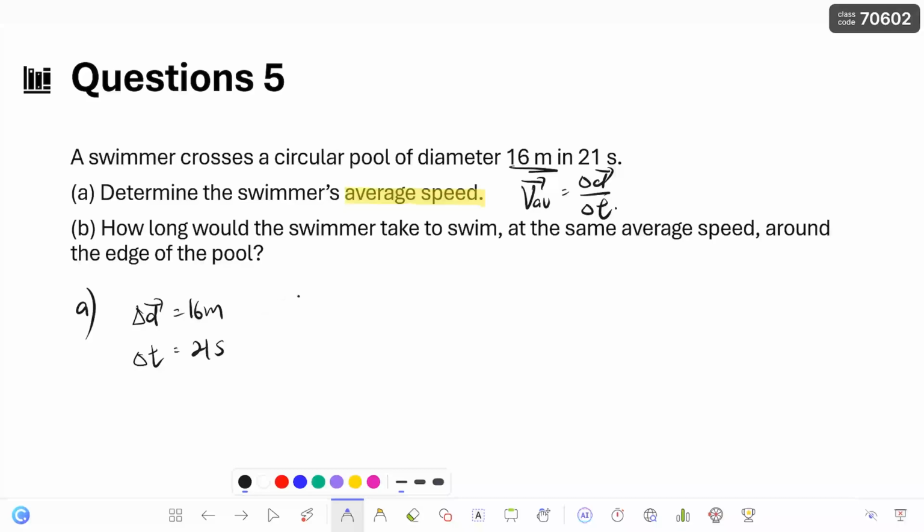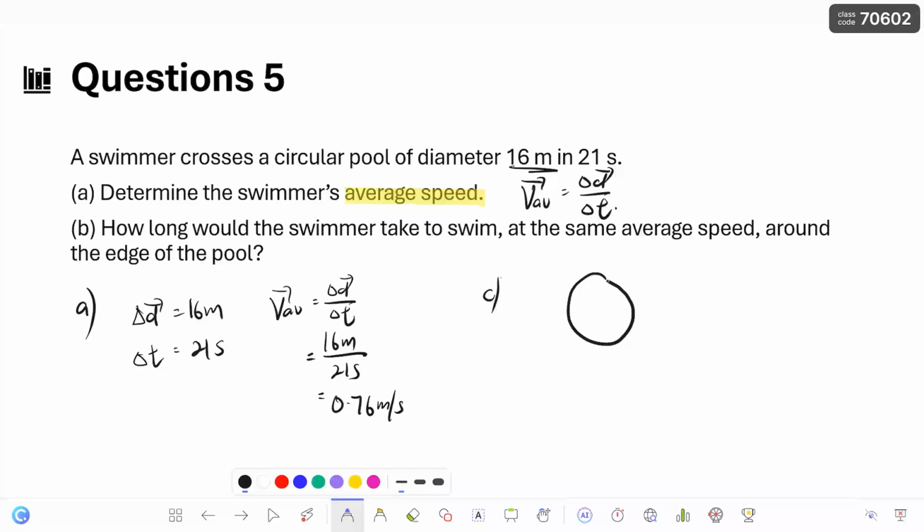So we use the formula VAV is equal to delta D divided by delta T, and we put the value inside the formula. So the answer is 0.76 meter per second. So how long would the swimmer take to swim at the same average speed around the edge of the pool? So it's a circular pool, and then the diameter is 60 meter in 21 seconds.